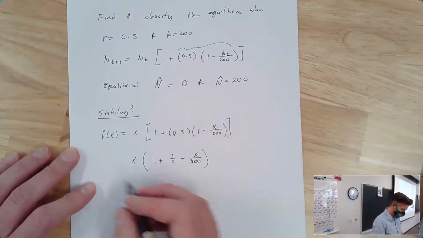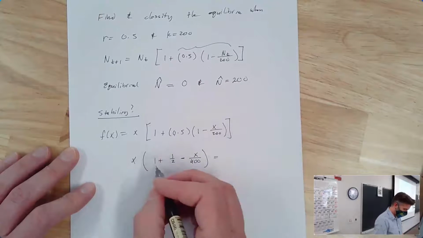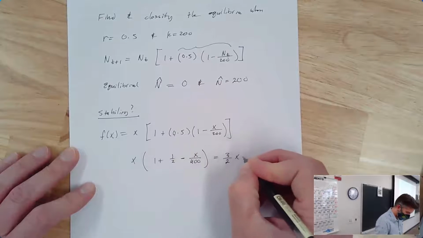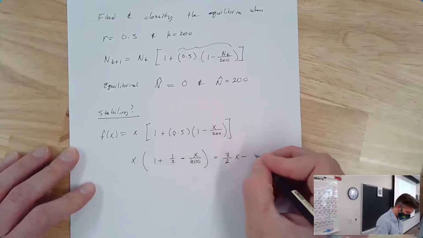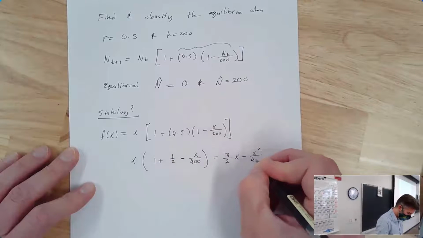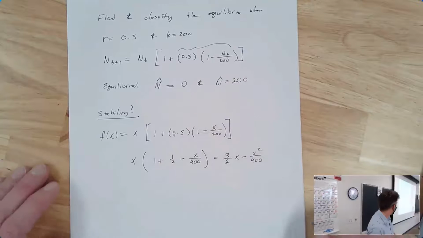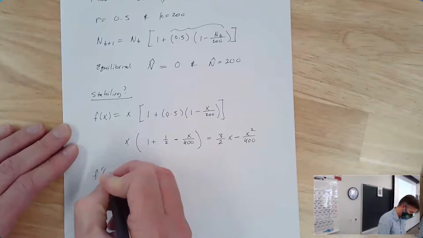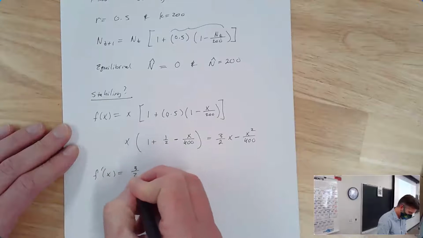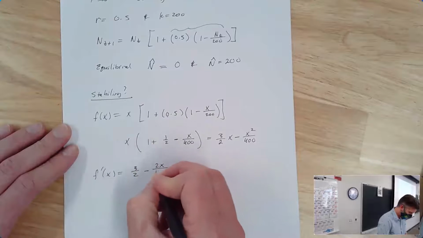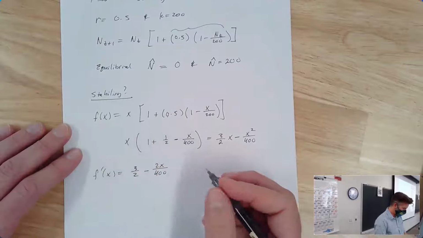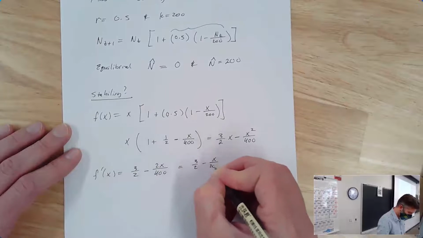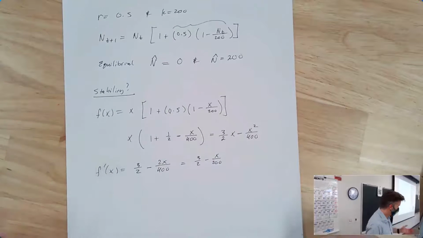And then distributing the x, I get x times 1 plus 1/2 is 3/2. So I get 3/2 x minus x times x is x squared. That's going to be just a little bit nicer to differentiate, I think. Taking the derivative, we get 3/2 minus 2x over 400, which I guess we should simplify as 3/2 minus x over 200. And now we're going to check our points.